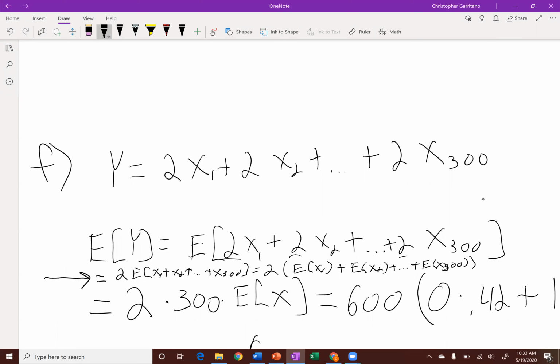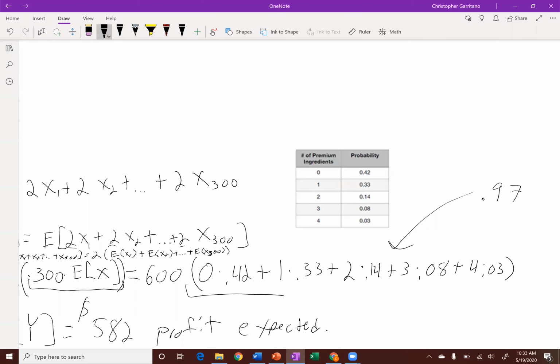And each of these is an x random variable. And so each of these has the same expected value. So really, I'm just summing up 300 of the same number. Or in other words, I can write that as 300 times the expected value of x. So I have 2 times 300 times the expected value of x, which of course is 600 times the expected value of x.